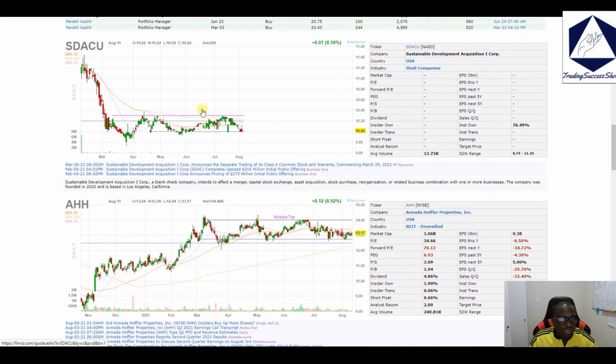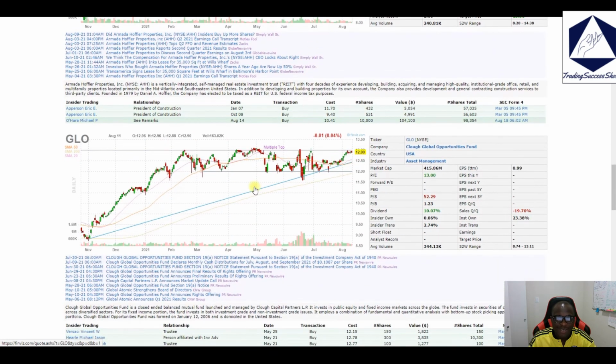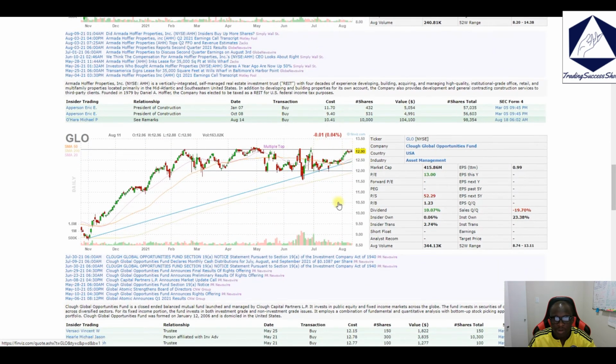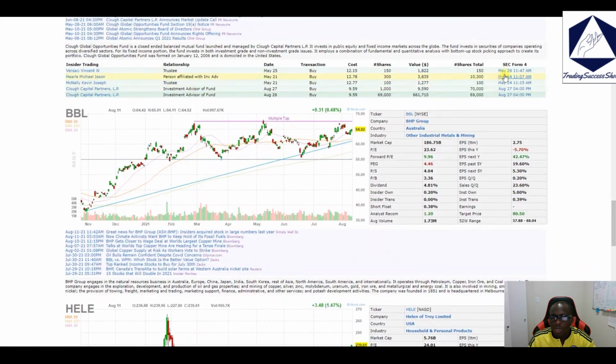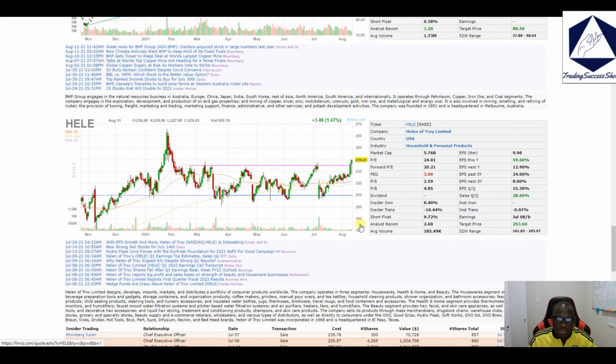This one is a Sustainable Development Acquisition Corp. I don't want to worry about that one. This one too. See how we're at the top. If volume can really push in, then we'll be able to break through this area. Otherwise, we'll just pull back down to support. I think we've got some buying volume coming in, right? This one as well. See how we got some decent buying volume coming in.